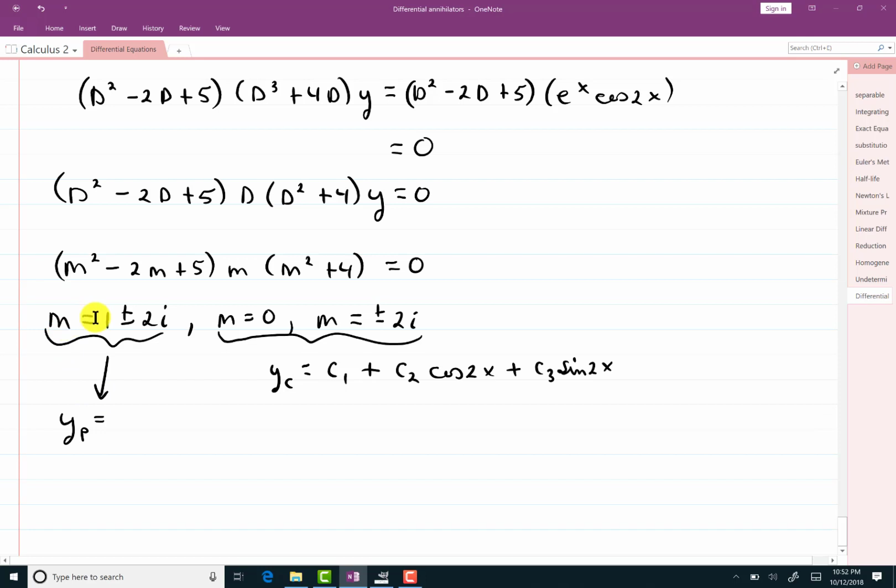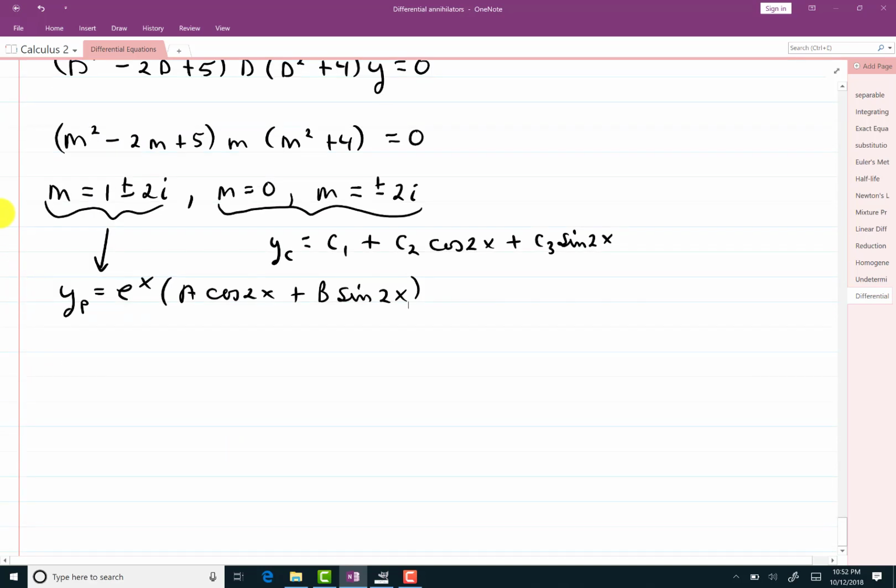I'll need an e to the x times, and the coefficients that I'm trying to find are those that will be attached to cosine of 2x and sine of 2x. Notice that this is the one that's going to give me an e to the x for my part of my answer. So let's go ahead and throw it in the original equation again. Y sub p triple prime plus 4y sub p prime. And let's see what happens.